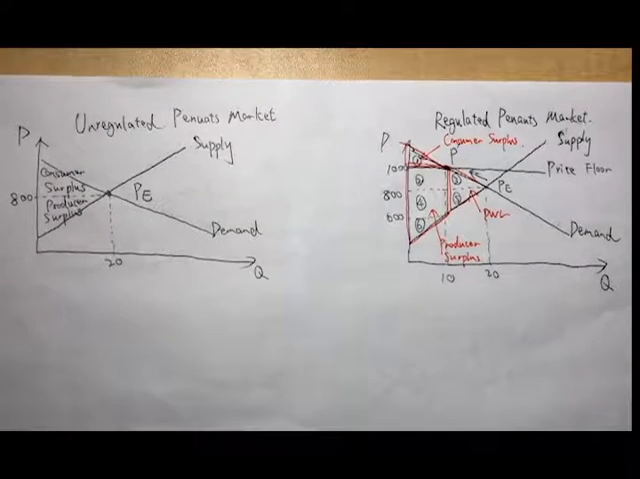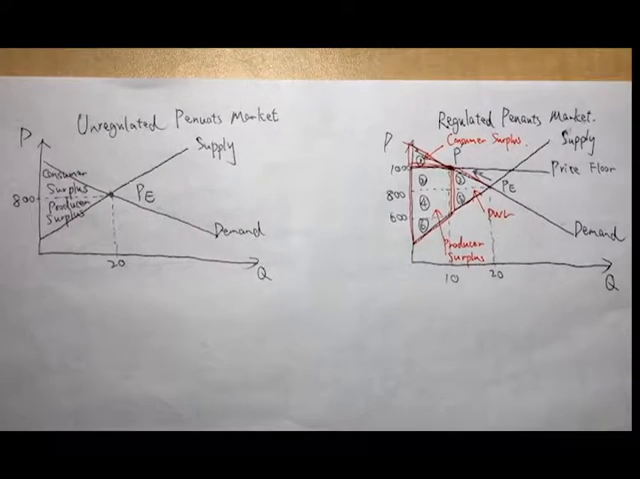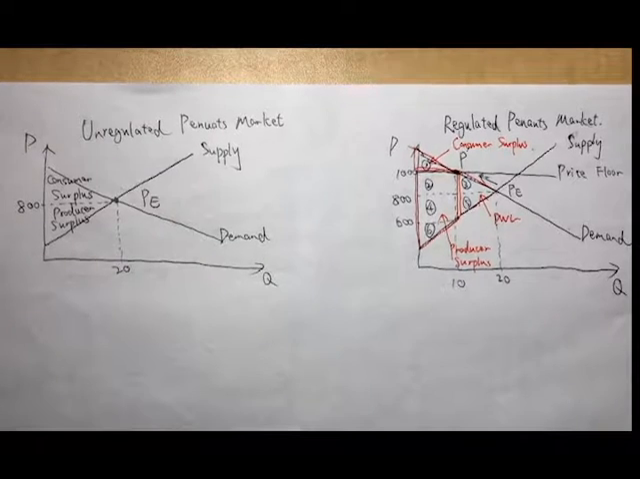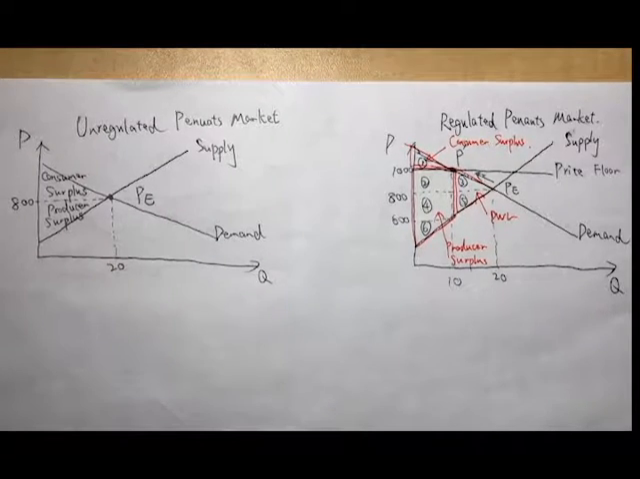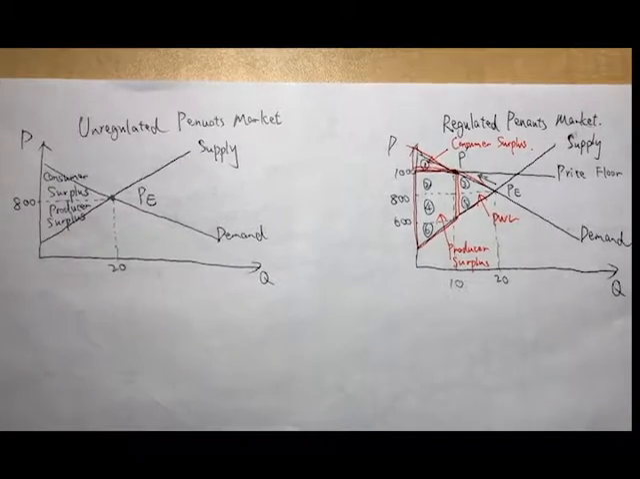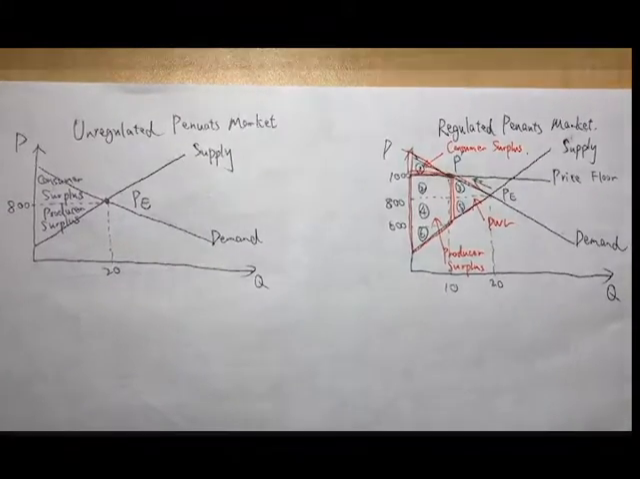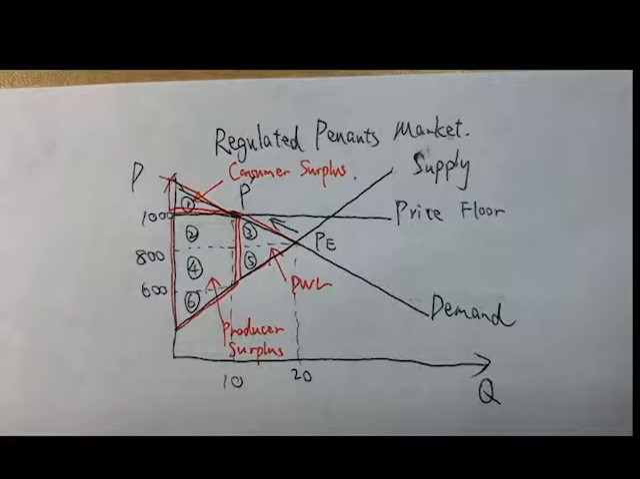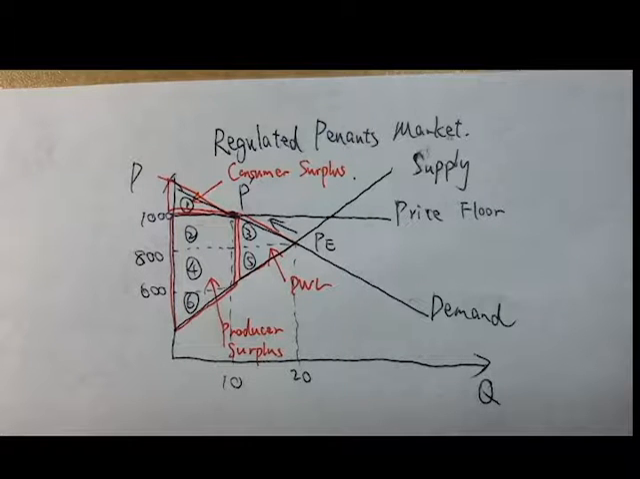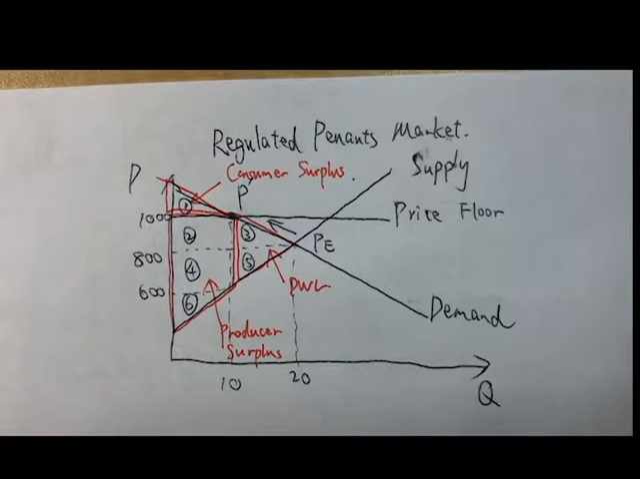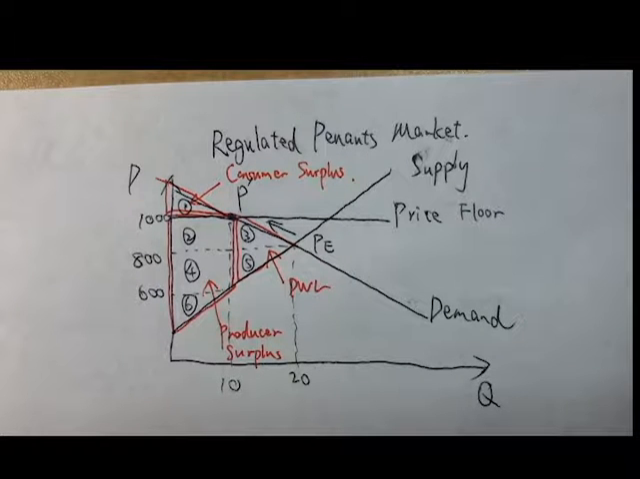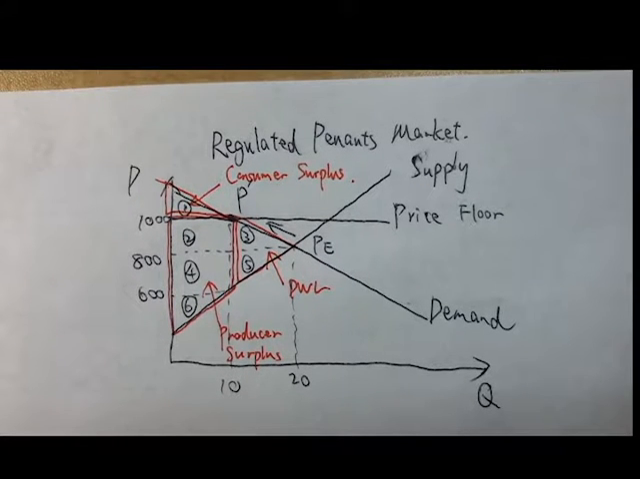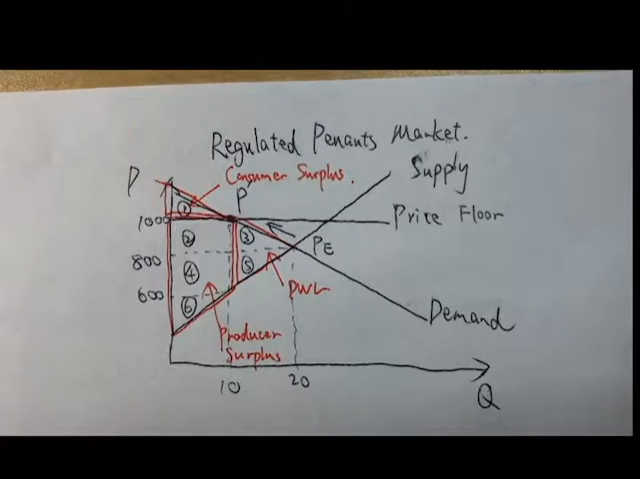In the unregulated market for peanuts, the peanuts are sold at the equilibrium price of 800 with a quantity of 20. Later on, aiming to support farmers and encourage them to continue growing peanuts, the government passes a price floor of 1,000, with the initial effect of moving PE up to P prime. The increase in price always leads to a decrease in quantity demanded for normal goods like peanuts in this case. At point P prime, the quantity demanded is half of the quantity demanded at the equilibrium price.